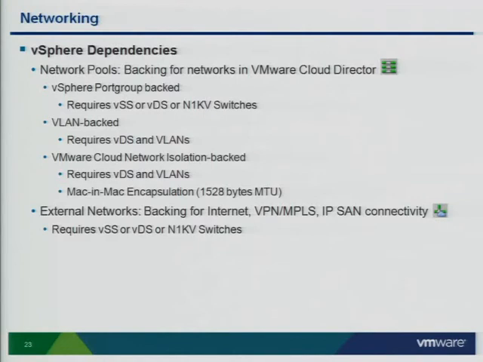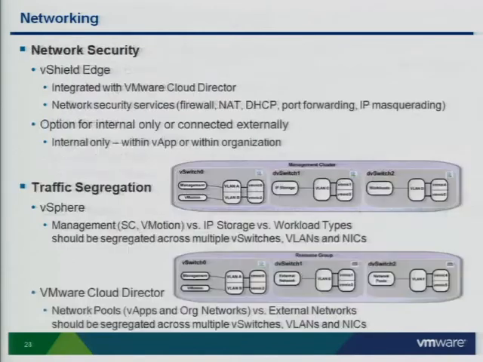Okay, so here again you have the flexibility to create any kind of switch: you can do a standard switch, a VDS, or you can do a Cisco Nexus 1000 as well. Okay. And the network security, again, I think we already went over some of these. The vShield Edge gets created. It is integrated with the vCloud Director, and it provides services such as firewall, NATing, DHCP, and some of the port forwarding, IP masquerading, which is called PAT in the Cisco world. Then optional for internal connection or actually connected externally.